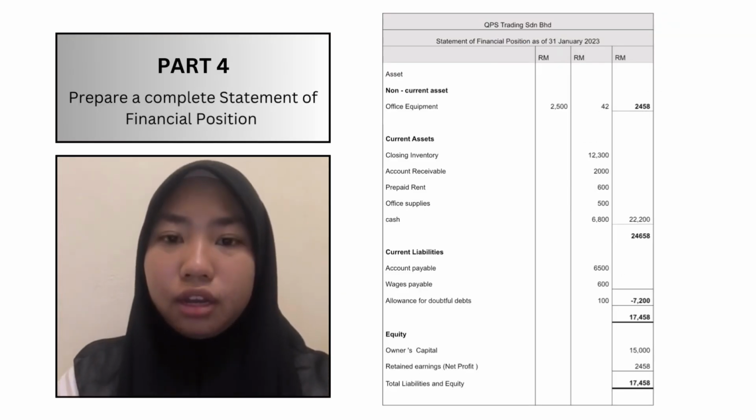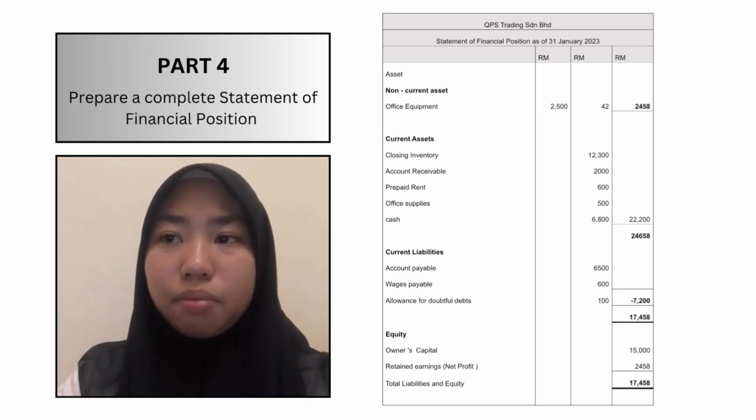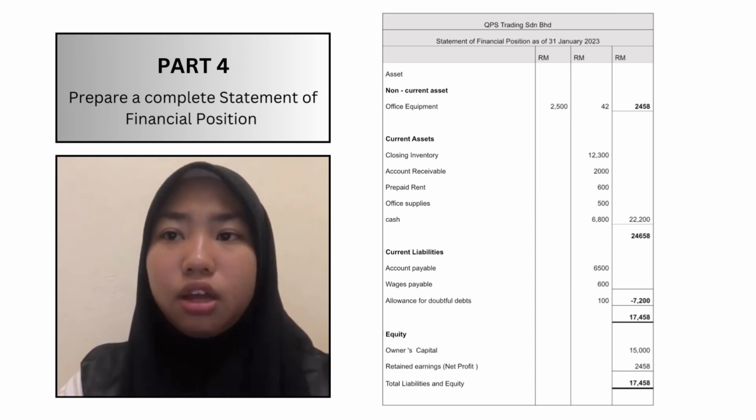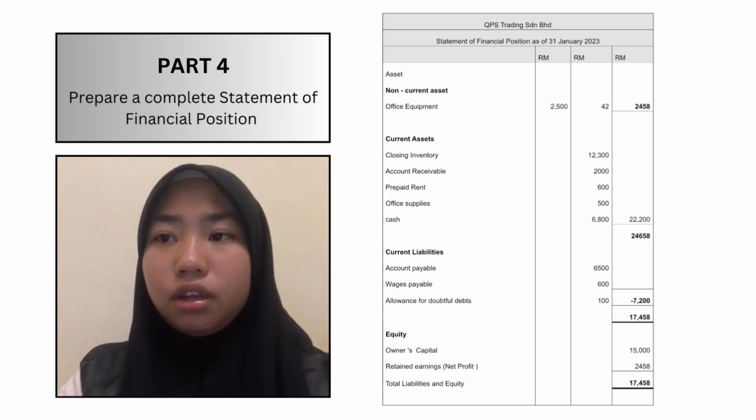Next, I will explain about the statement of financial position for QPS Trading Sdn Berhad as of 31 January 2023. This report gives the company's assets, liabilities, and also equity at the end of the financial year. The company owns office equipment valued at 2,500 ringgit after accounting for accumulated depreciation of 42 ringgit.